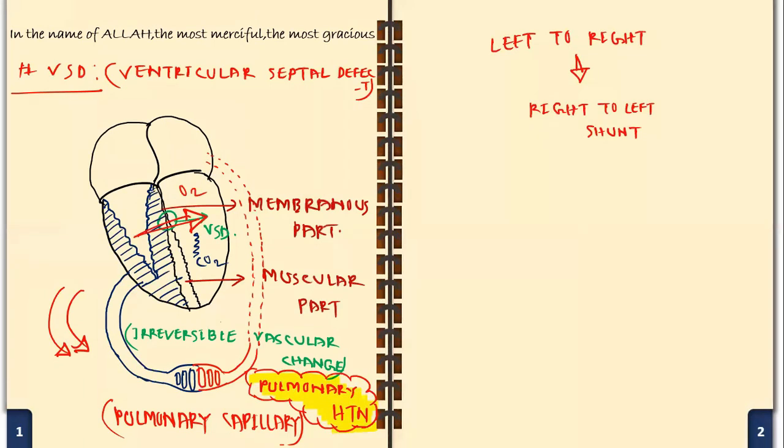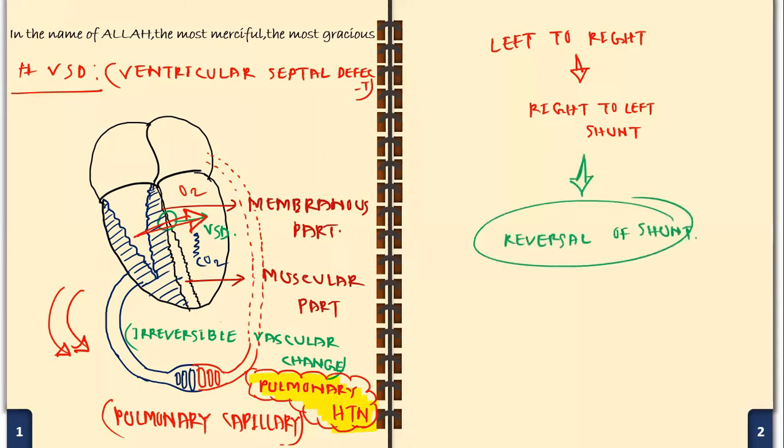So we have seen that the left to right shunt is reversed into a right to left shunt. And after this, the patient will suffer from cyanosis and symptoms of oxygen deficiency. The clinical manifestations of ventricular septal defect will appear more rapidly than in atrial septal defect because the pressure within the ventricle is higher than in the atrium. So we find the clinical manifestations in pediatric age.